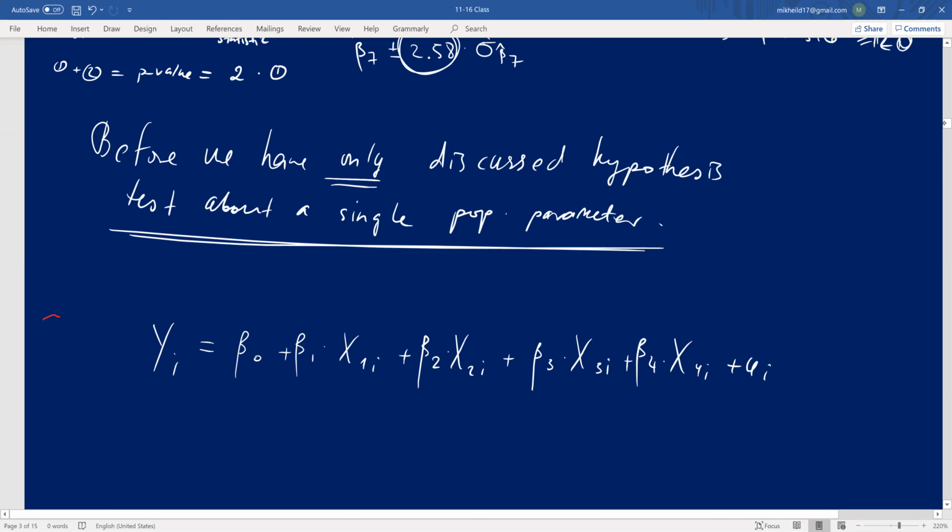It is possible that we may find that none of these betas are significant. So if you do four hypothesis tests, 4 individual hypothesis tests about the significance of beta 1, beta 2, beta 3, beta 4, you may find that none of them are significant. Okay?